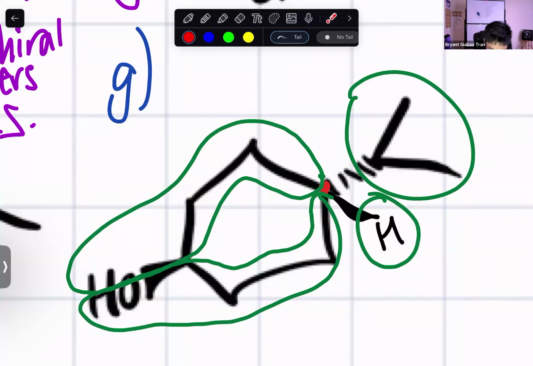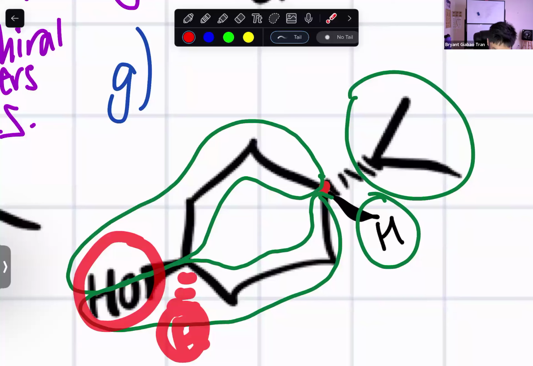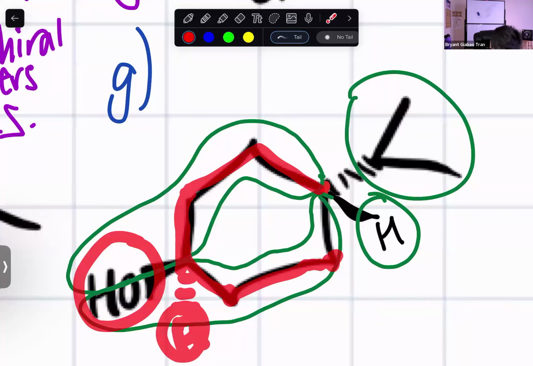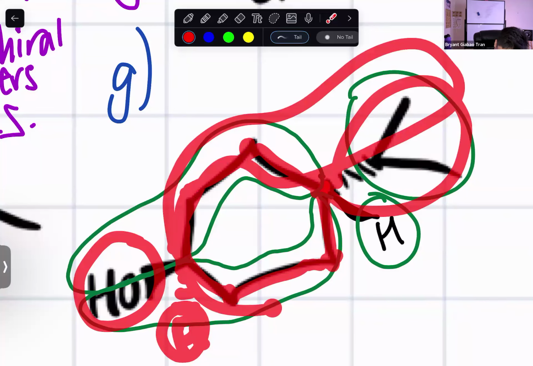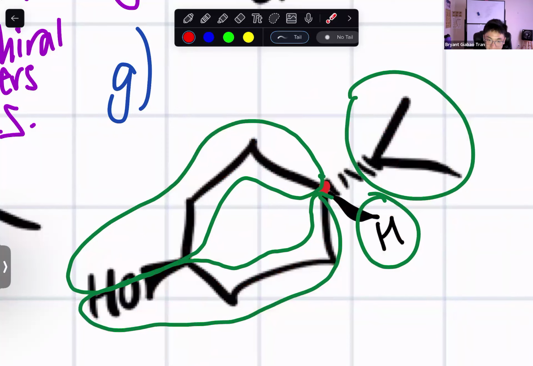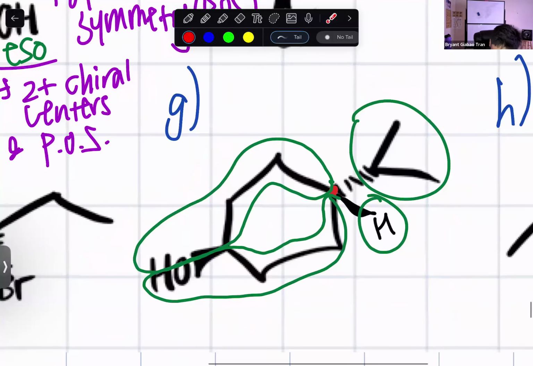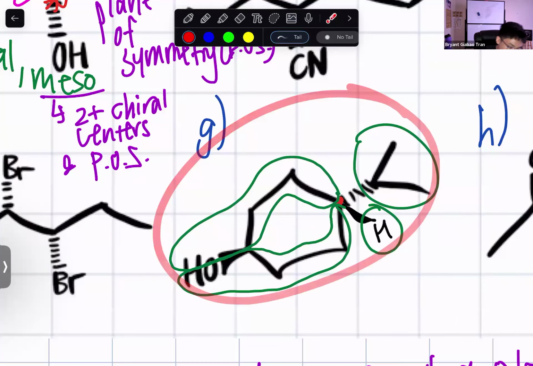We can say the same for the other chiral center here. There is an alcohol, there is a hydrogen, and these two groups here, since there's a tie on the first carbon, look at the next one, tie on the next carbon, look at the next one, lands on the same thing. So these two groups here are also the same. So no chiral centers. And if there's no chiral centers, this is achiral, no optical activity.